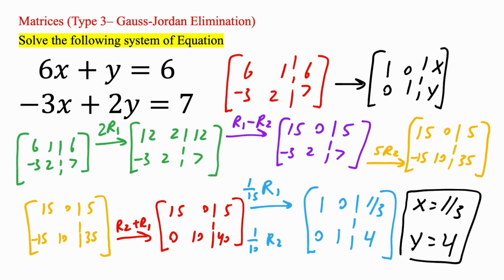Now we did all this work, so it's a good idea to check our answer. 6 times 1/3 would give you 2. 2 plus y is 4, so 2 plus 4 is 6, that's correct. Negative 3 times 1/3 is negative 1. Plus 2 times 4 is 8. 8 minus 1 is 7, that's correct.